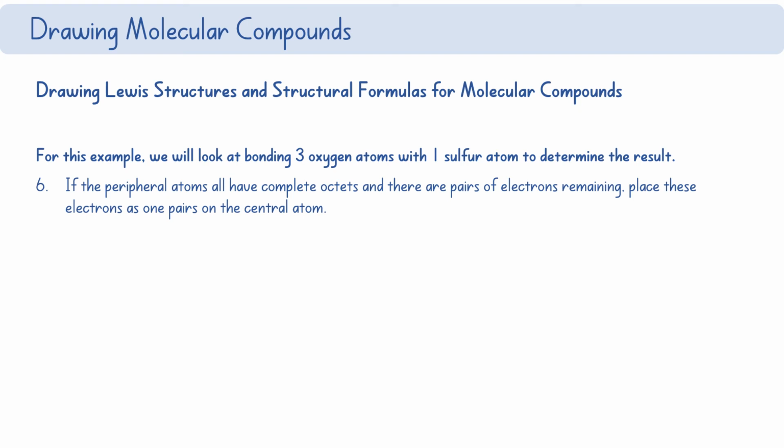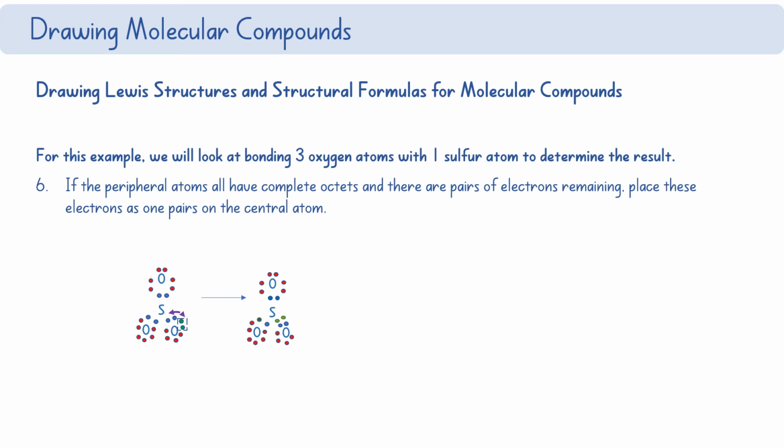Number 6, if the peripheral atoms all have complete octets and there are pairs of electrons remaining, place these electrons as pairs on the central atom. So we have our left side, and now we can see the full bonding. So sulfur has 8, and the 3 oxygens have 8.